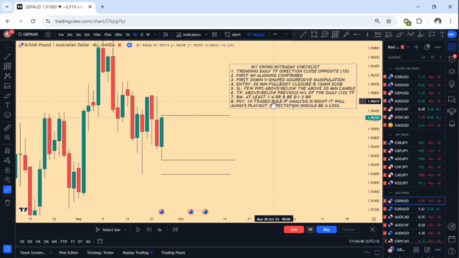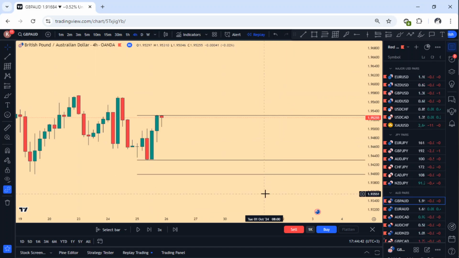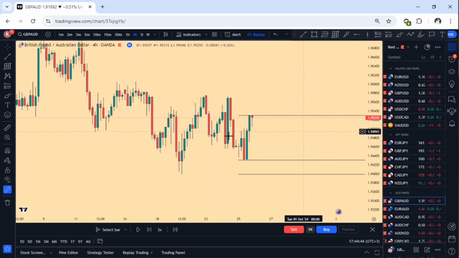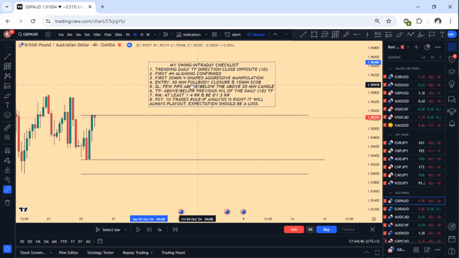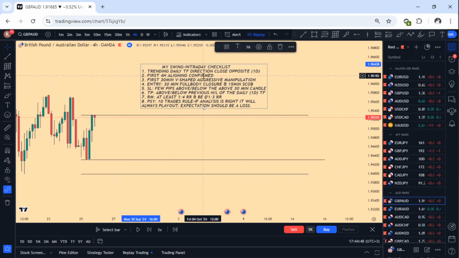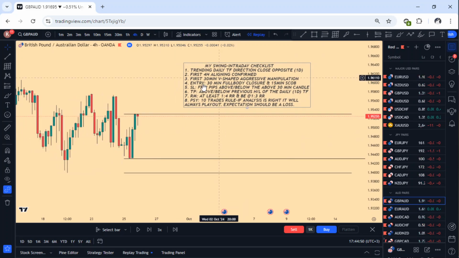So we go to what time frame? We go to the 4 hours time frame, because the strategy says first, 4 hour alignment confirmed. So the 4 hours must align. It means the 4 hours must take this low.